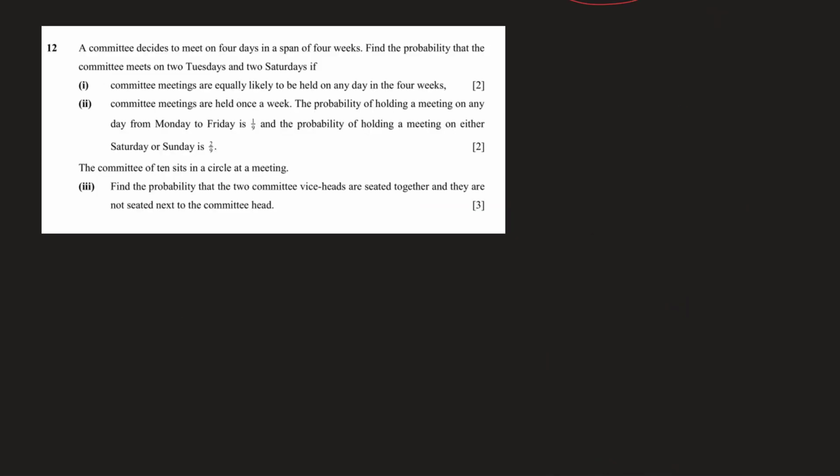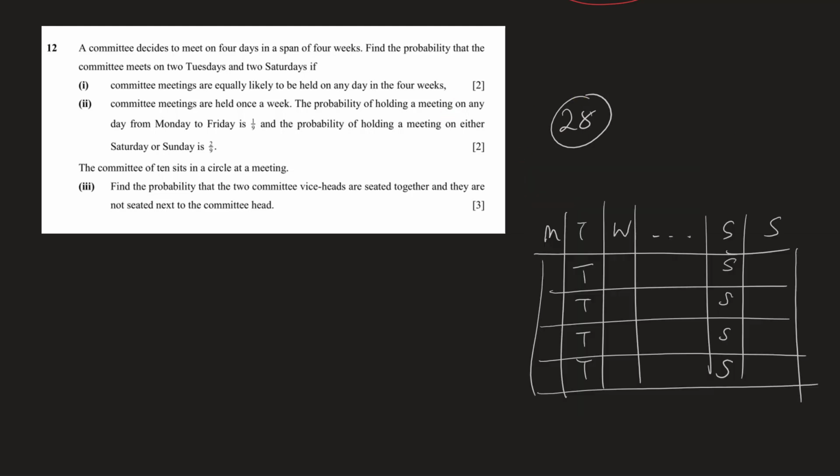Okay, last question of this practice paper, a P&C question masquerading as a probability question, because in the end you have to find a number of ways. So let's take a look. Committee decides to meet on 4 days on the span of 4 weeks for a grand total of 28 days. So find the probability that it meets on 2 Tuesdays and 2 Saturdays if committee meetings are equally likely to be held on any of the days.